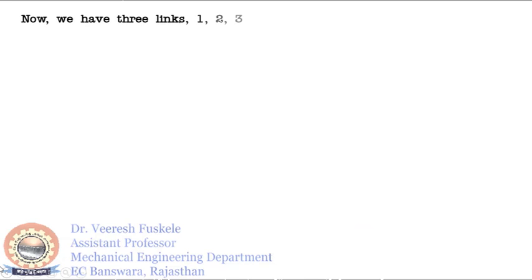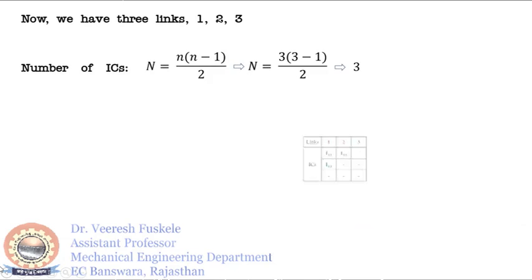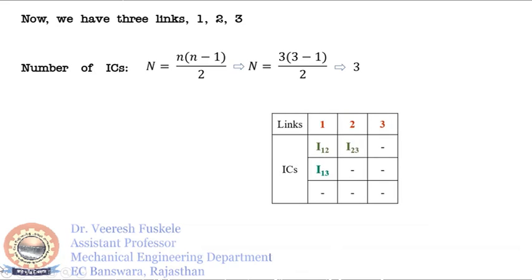Now as we have three links, link number 1, 2 and 3, as per the formula, the number of instantaneous centers will be n(n-1)/2. This will give us the total number of instantaneous centers as 3. They are listed as follows: I12, I13 and I23. So let's locate the instantaneous centers by inspection first. Let's see how many of these instantaneous centers we can locate.